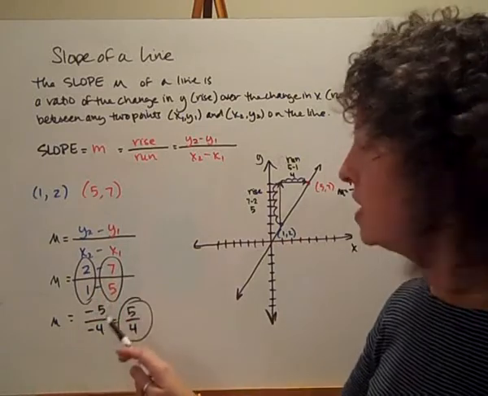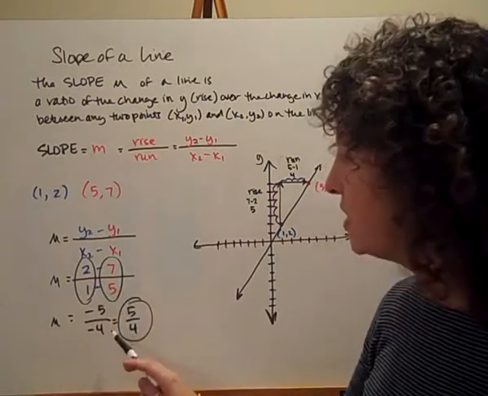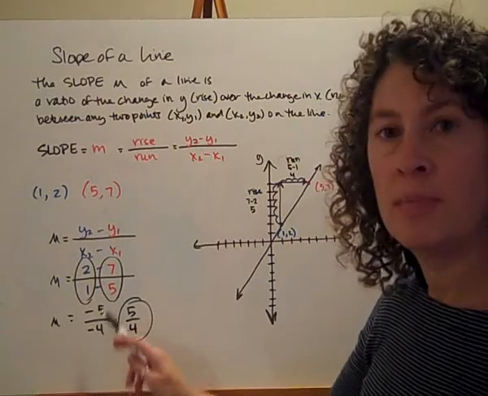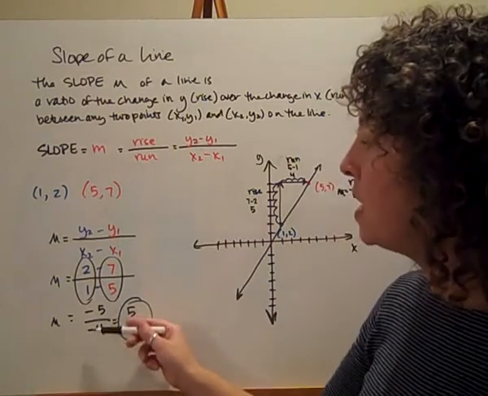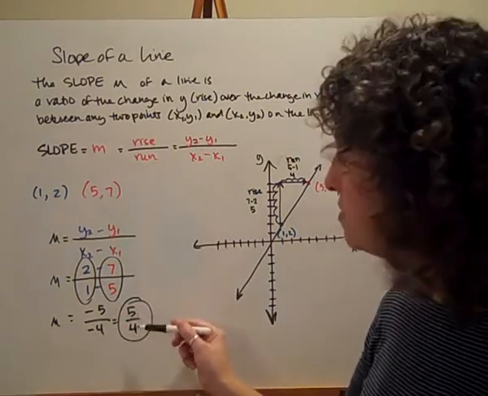2 minus 7, that gives me negative 5. 1 minus 5, that gives me negative 4. This is a negative divided by a negative. I always simplify that. And a negative divided by a negative gives me a positive 5 over 4.